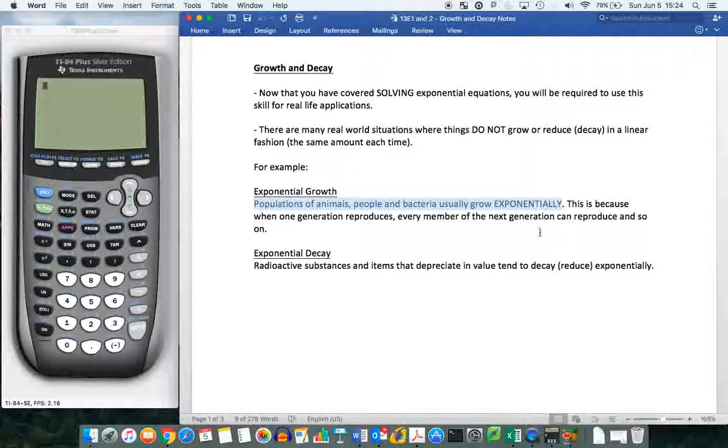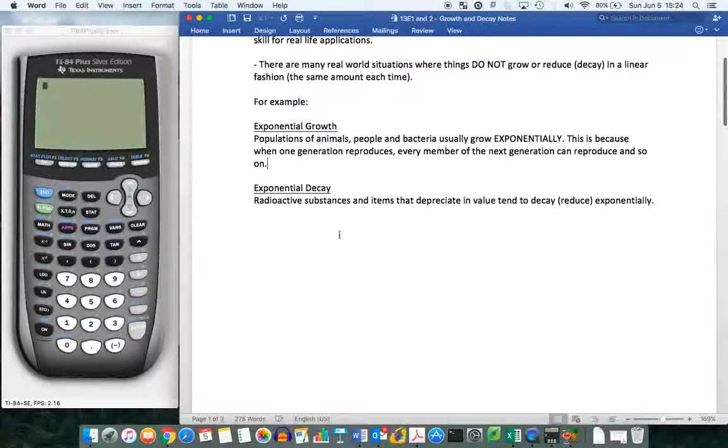So that's exponential growth. The generation after that there'll be four offspring, and they could each have two, so there'd be 8. That's an example of exponential growth as opposed to linear, where it's growing by the same amount each time. So when one generation reproduces, every member of the next generation can reproduce the same amount, and so on, if not more, in real life.